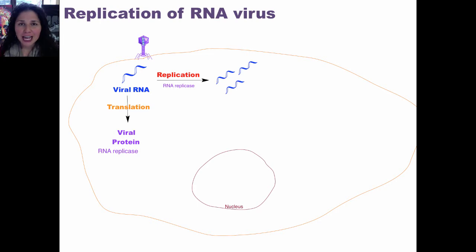After viral RNA and viral protein have been produced, these components will be assembled into new viral particles, which will then bud off and infect other cells. The main features of an RNA virus are that it contains RNA rather than DNA, and a regular RNA virus will contain the RNA to translate RNA replicase. Regular RNA viruses do not have to enter the nucleus in order to replicate.